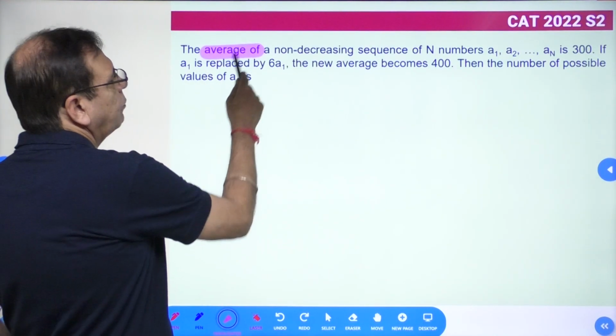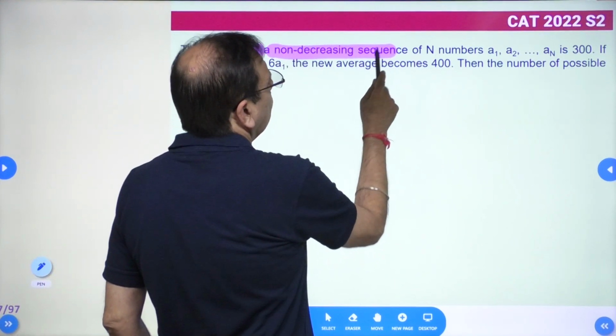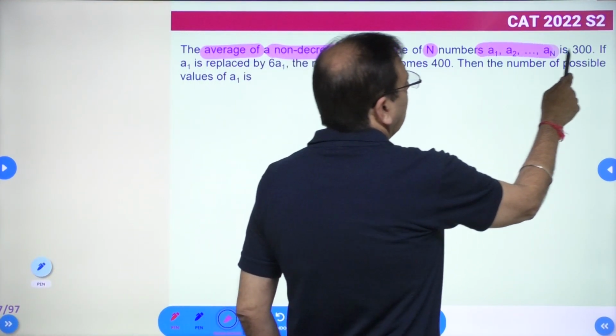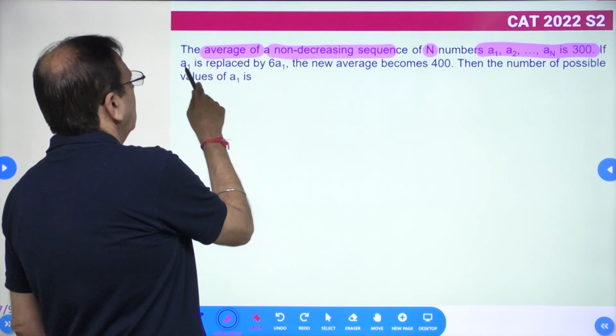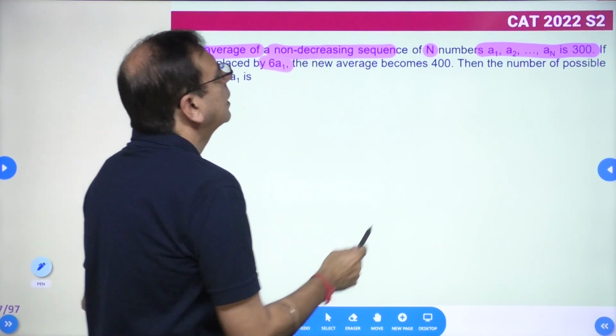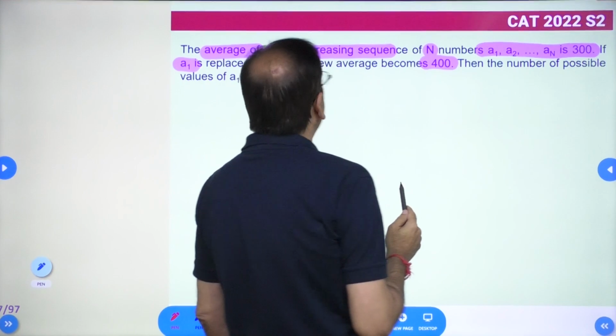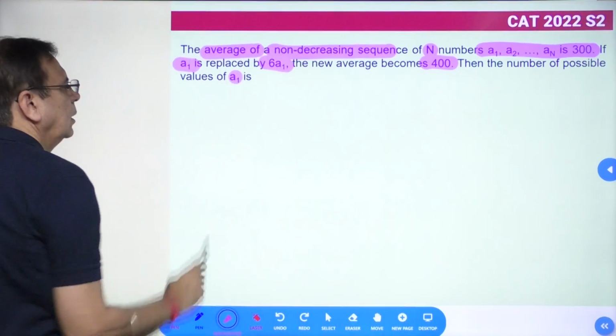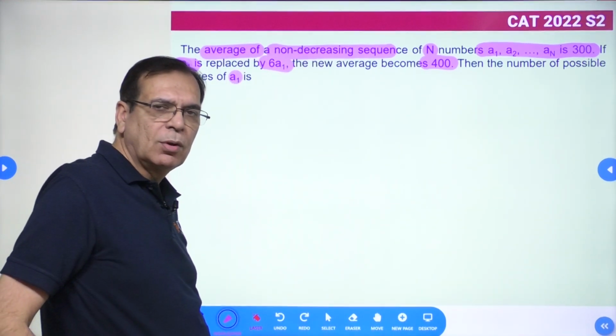The average of a non-decreasing sequence of n numbers A1 to AN is 300. If A1 is replaced by 6A1, the new average becomes 400. Then the number of possible values of A1. How many different possible values of A1 are there?